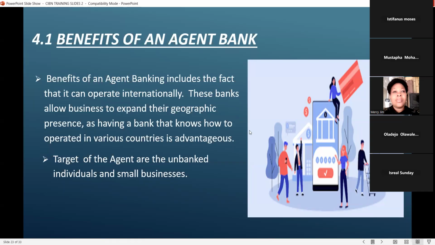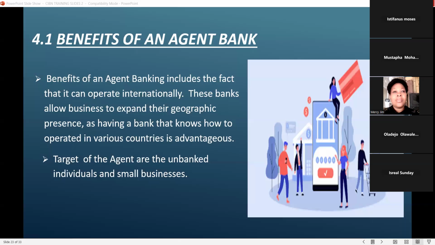They are now issuing bank cards. So in a way, they're already rendering services, which is a key benefit to the bank because their customer base is increasing. They are opening accounts for the bank. They are issuing cards. And of course, they render support also, such as how to handle issues. Targets of the agents are the unbanked individuals and small businesses.